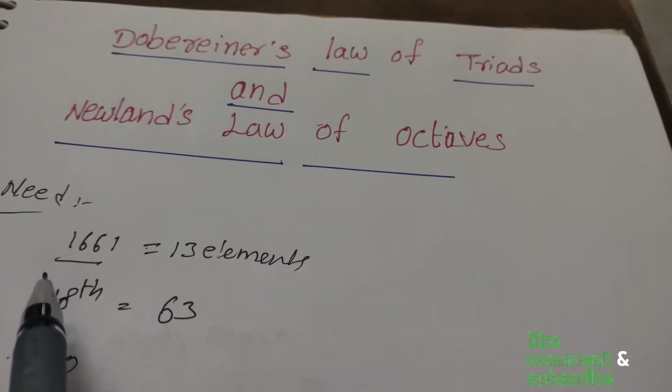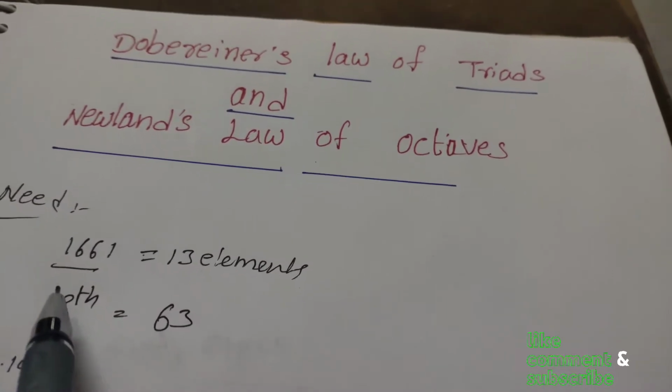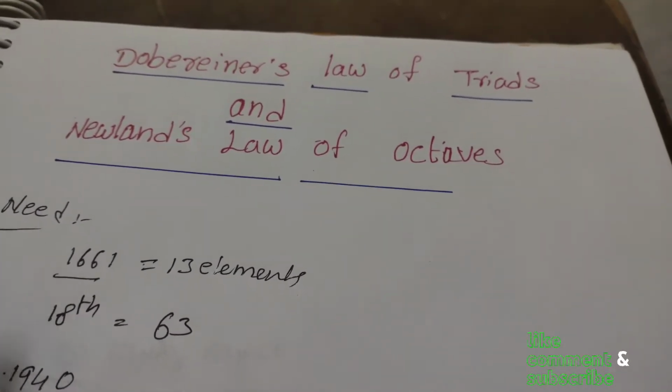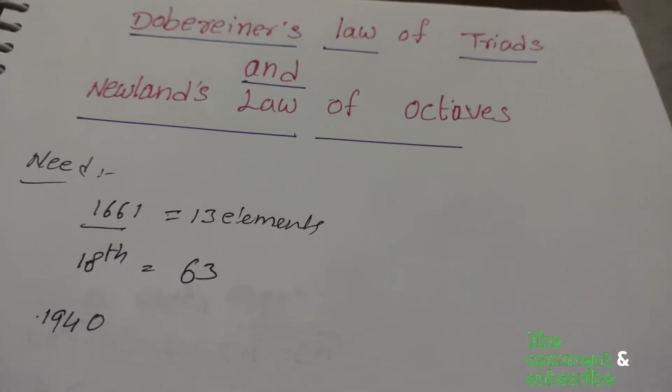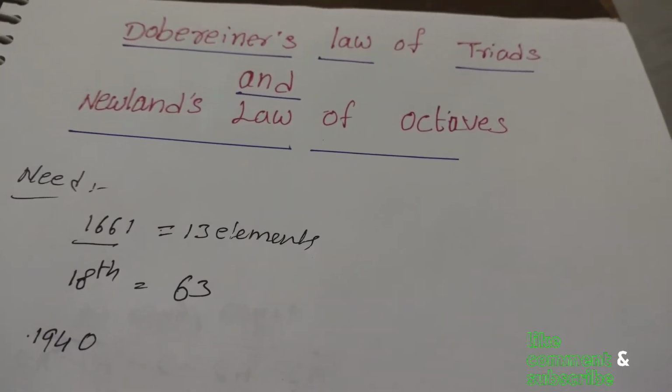Before discussing these two concepts, first of all we will discuss what is the need to classify the elements. What is the need? Already you know that now a total of 118 elements are there.